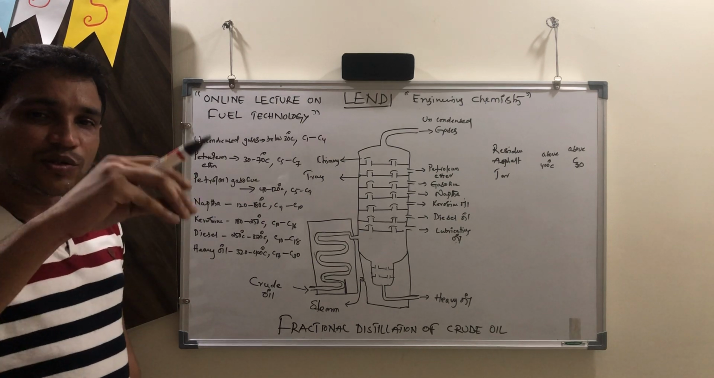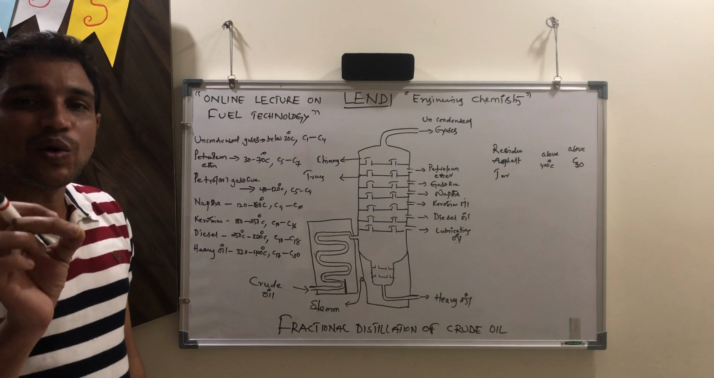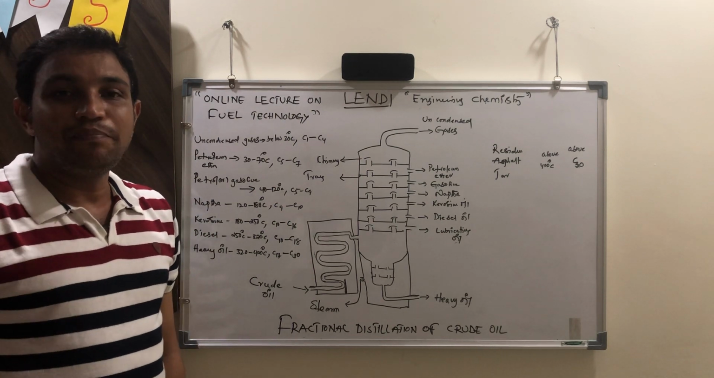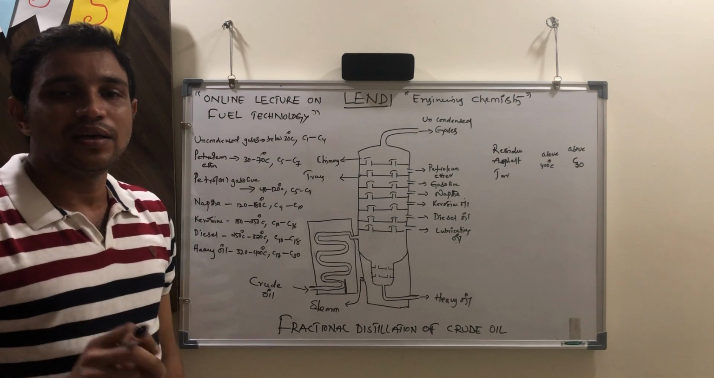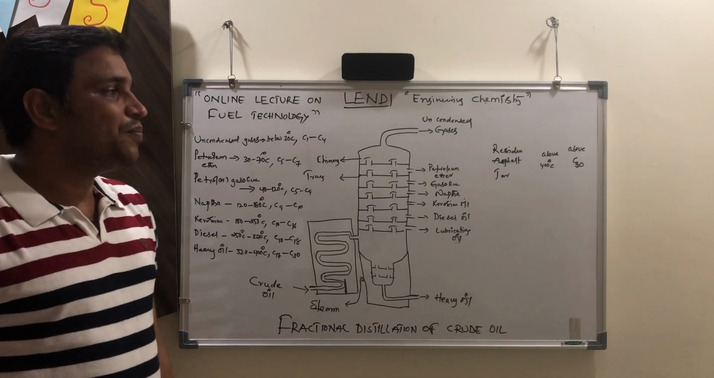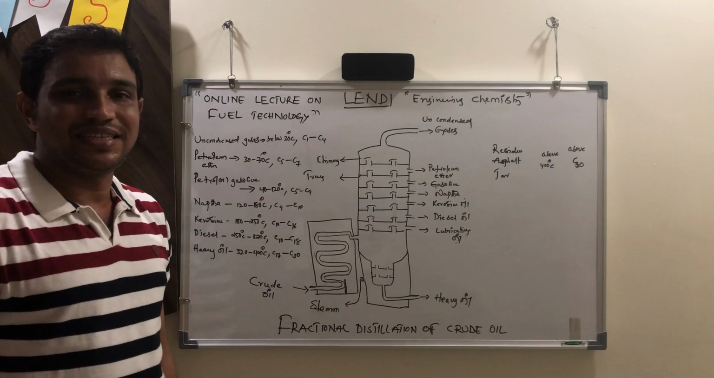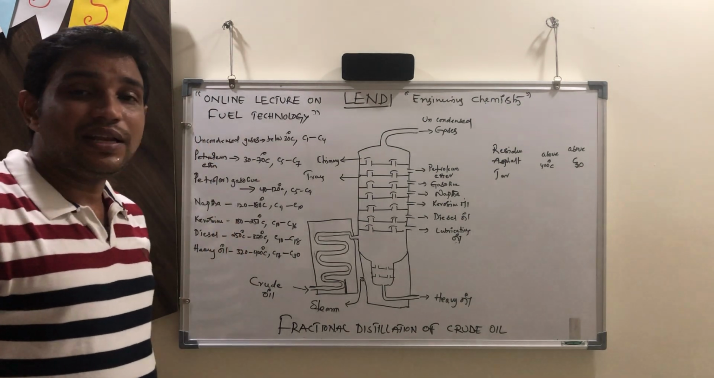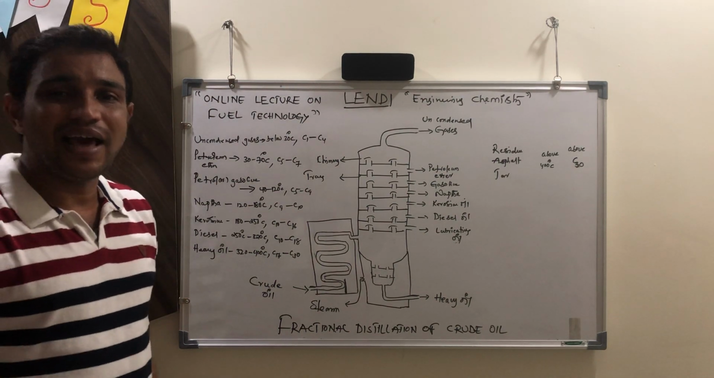Before entering into the concept, let us see what a crude oil is. Crude oil is also nothing but petroleum. Petro means rocks, oleum means oil. So petroleum combinedly is known as rock oil. So petroleum or crude oil is obtained in the Earth's crust, right?